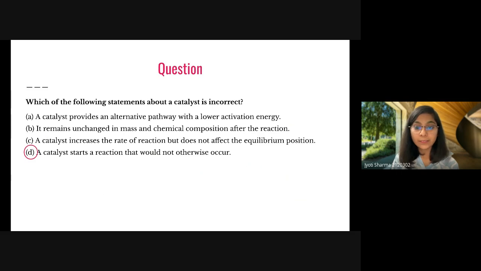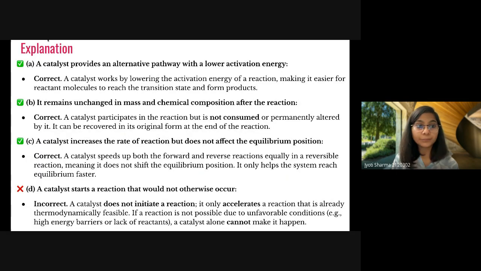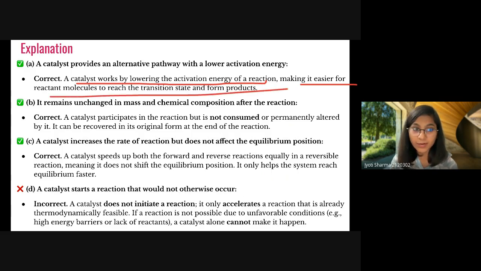So let's see the explanation for this. A catalyst provides an alternative pathway. We already have talked about this. A catalyst works by lowering the activation energy of the reaction, making it easier for the reactant molecules to reach the transition state and form product. So this was the right statement. Then, a catalyst participates in the reaction but is not consumed or permanently altered by it. So it will be recovered in its original form at the end of the reaction. So this is again the right statement.